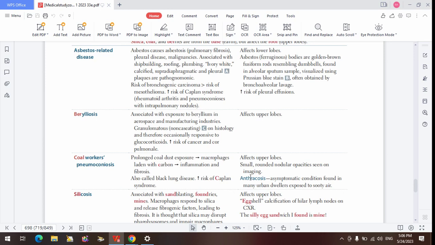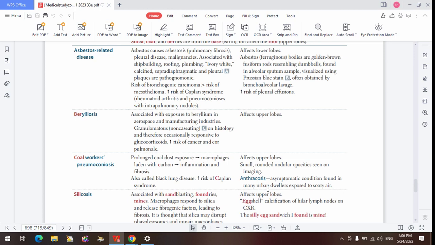Small round nodular opacity on imaging: coal worker's pneumoconiosis. Then there's also something called anthracosis. Anthracosis is also black lung disease, but it's just a milder form. It hasn't caused pneumoconiosis, because pneumoconiosis occurs when there's fibrosis, when there's lung damage. That's why you call it pneumoconiosis. But here, you don't have lung damage.